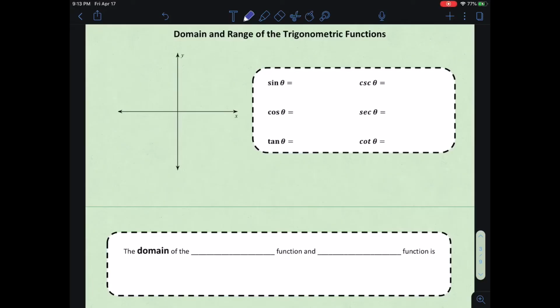Welcome back, Algebra 2. In this video lesson, we're going to be looking at the domain and range of the 6 trig functions based on our understanding of the unit circle. So if you remember in the previous lesson, we talked about the unit circle, which is just a circle of radius 1.